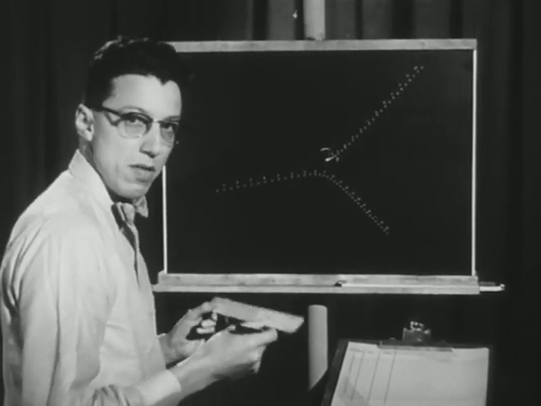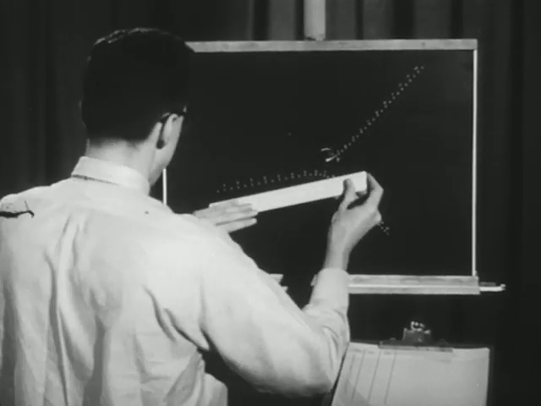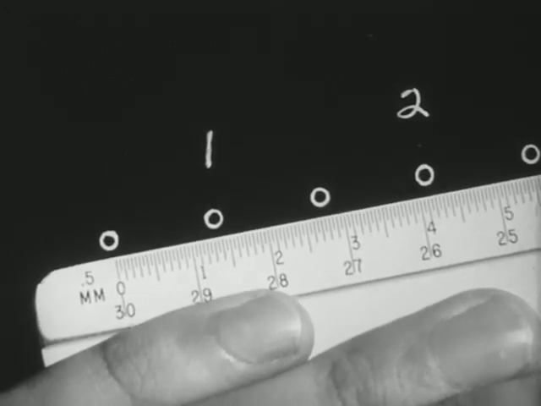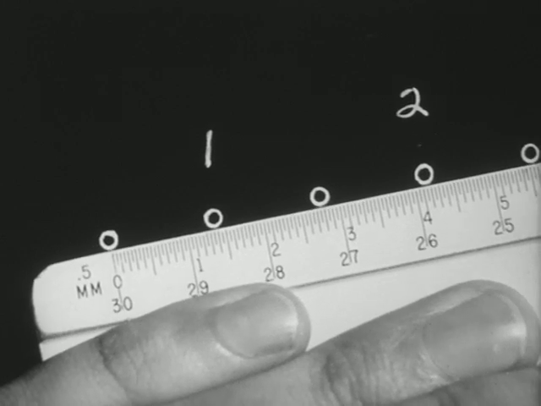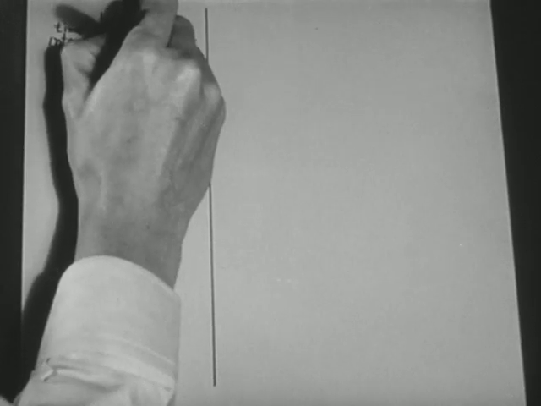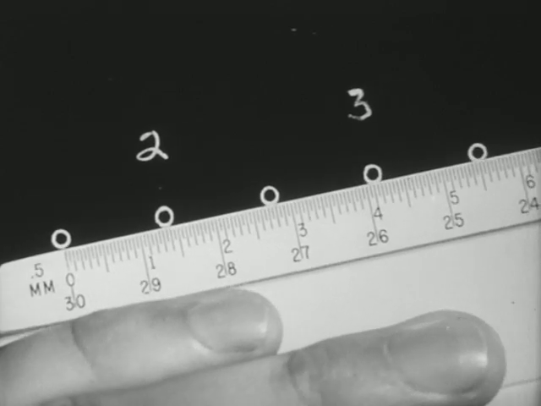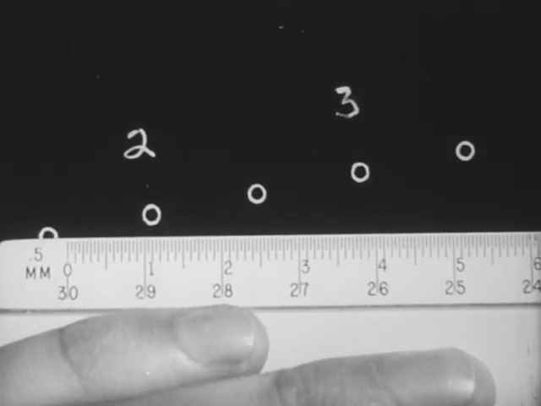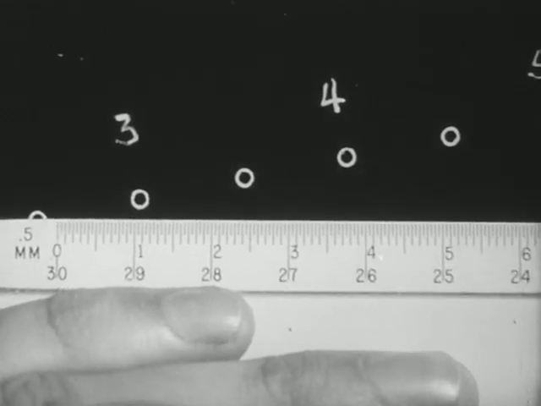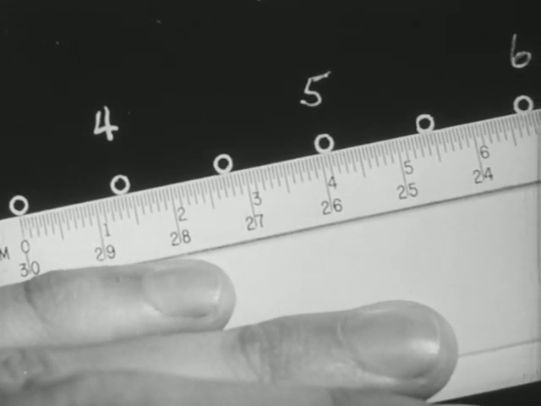I'm going to make my measurements in millimeters and measure to the closest half millimeter. Now, in the first interval, it moved from here to here. 28.0. And in the second interval, 27.5. Third interval, 27.5, fairly constant. 27.0.